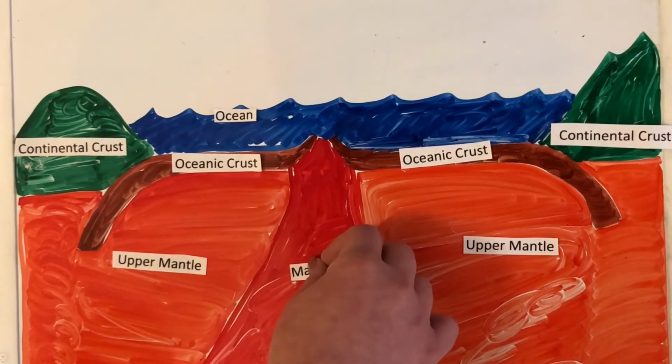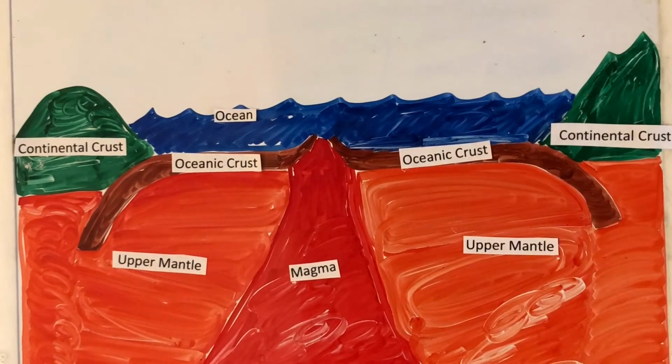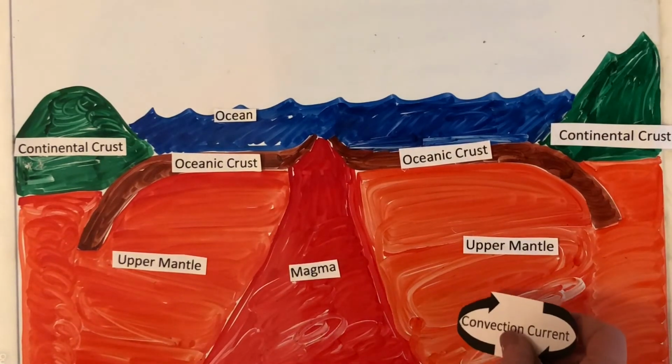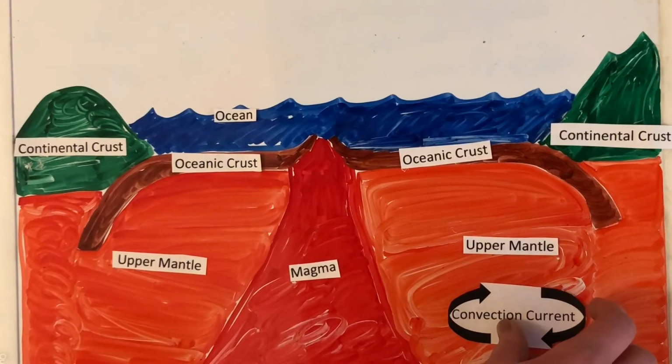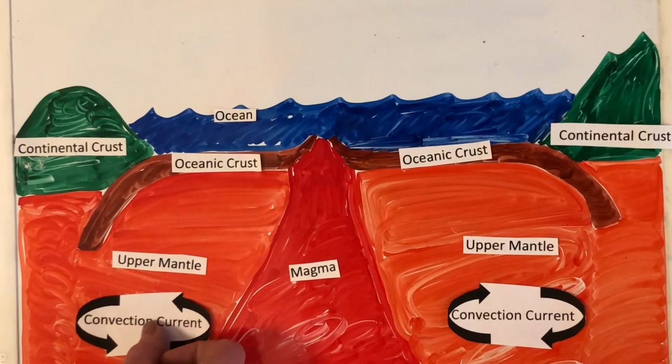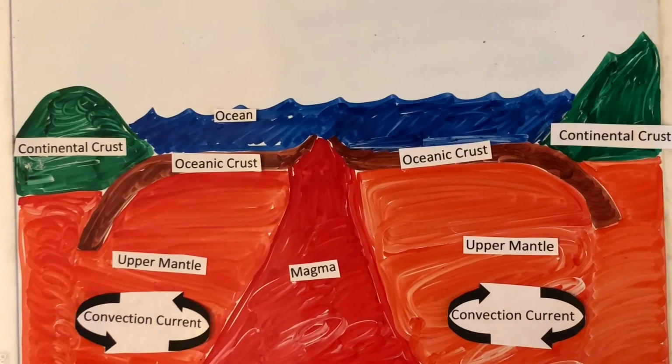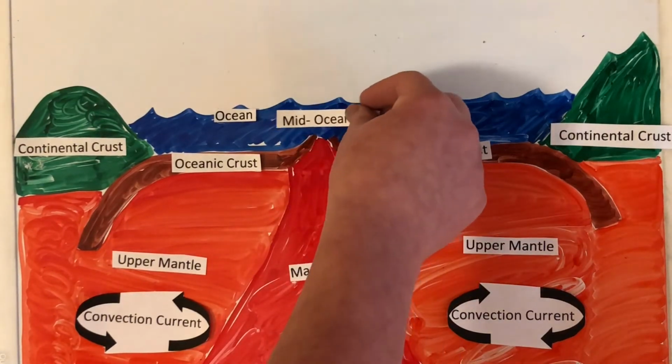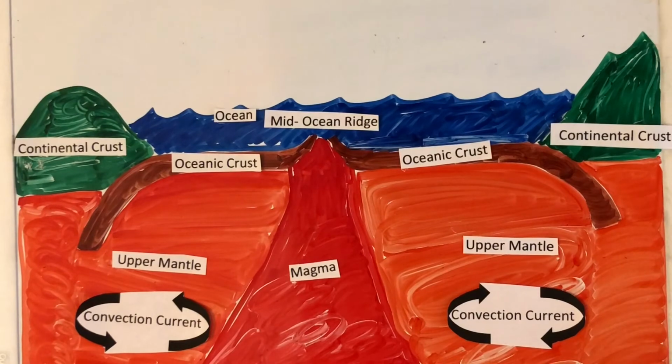magma. Magma is going to be hotter and therefore less dense than the upper mantle, which is going to be cooler and more dense, which will cause a convection current as the magma rises and the upper mantle sinks. So we can label our convection currents. Where the magma meets the oceanic crust in the ocean is our mid-ocean ridge.